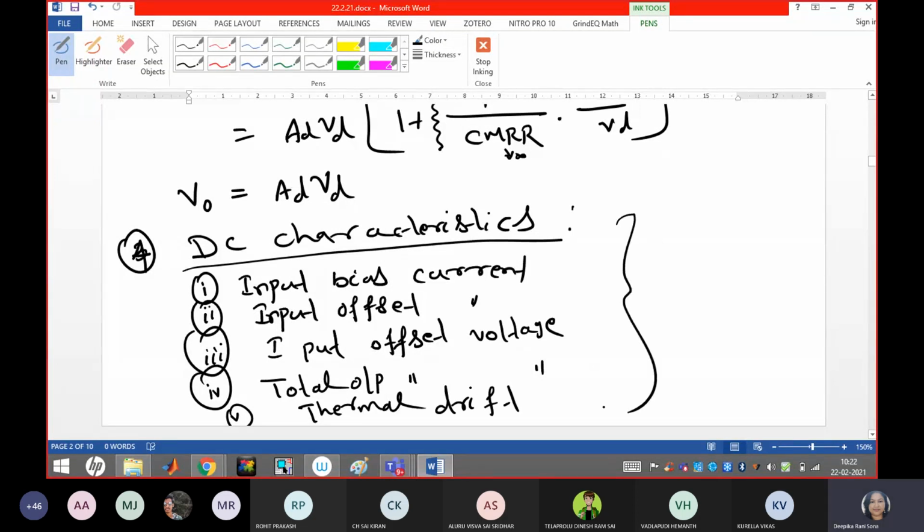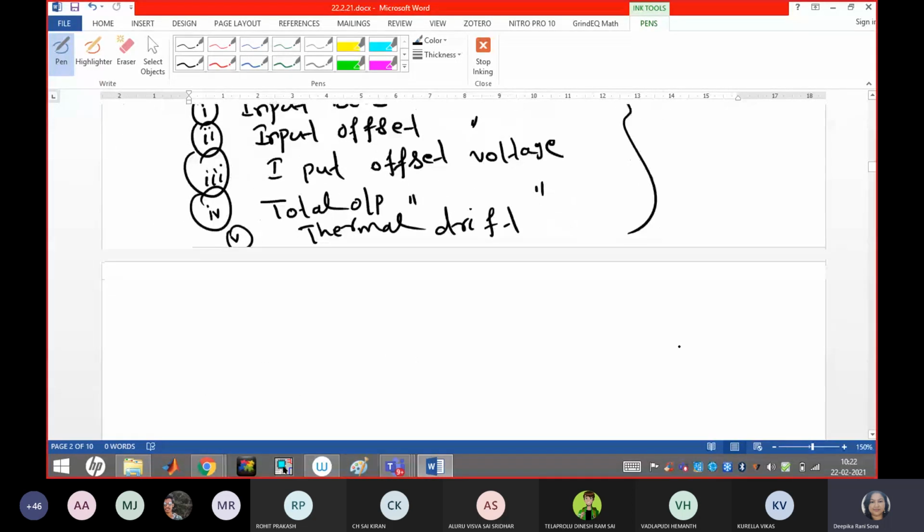Guys, as per your syllabus, this topic should be taught in the class at the beginning. But if I teach this at the beginning, you will not get the properties of the op-amp. That's why I chose to teach this topic after learning the ideal op-amp, the practical op-amp, and different configurations and applications of the op-amp. If you study this characteristic now, you can easily understand the concept of the op-amp. Okay, so the first one, input bias current.